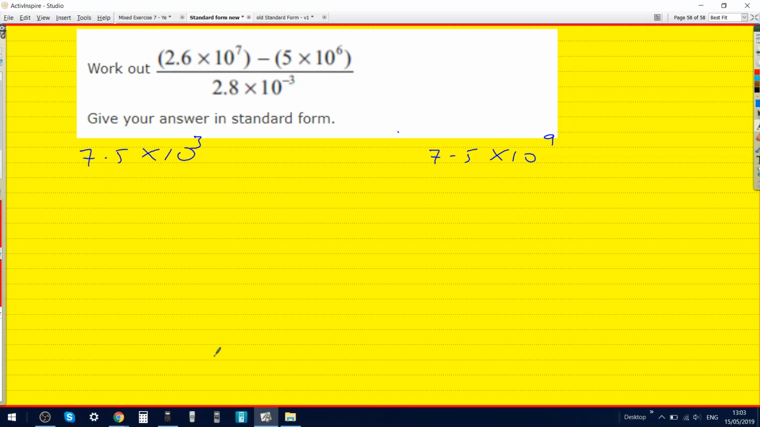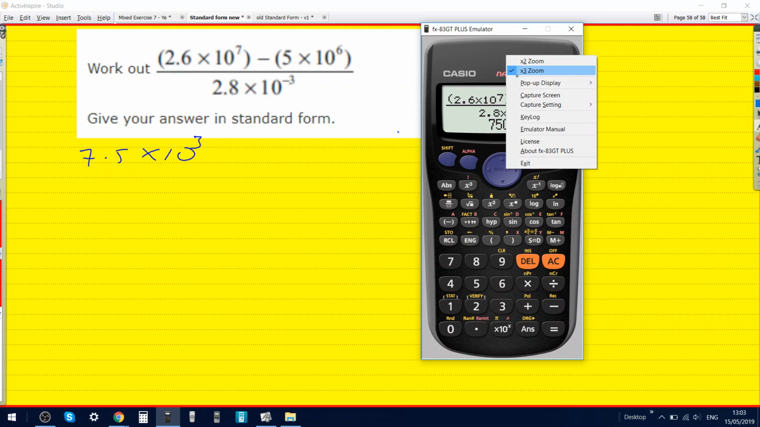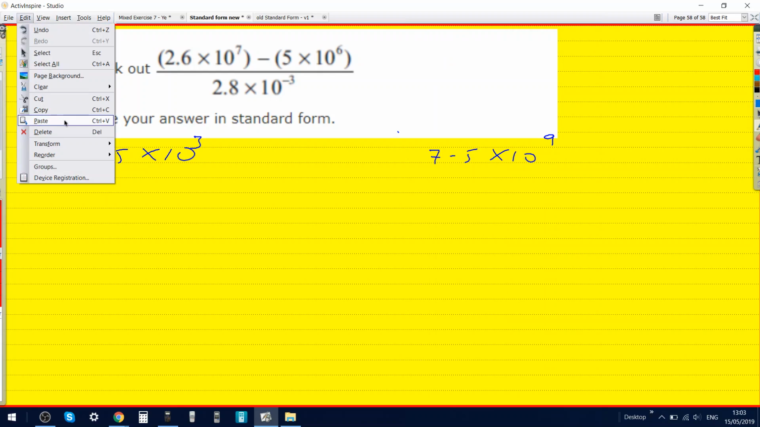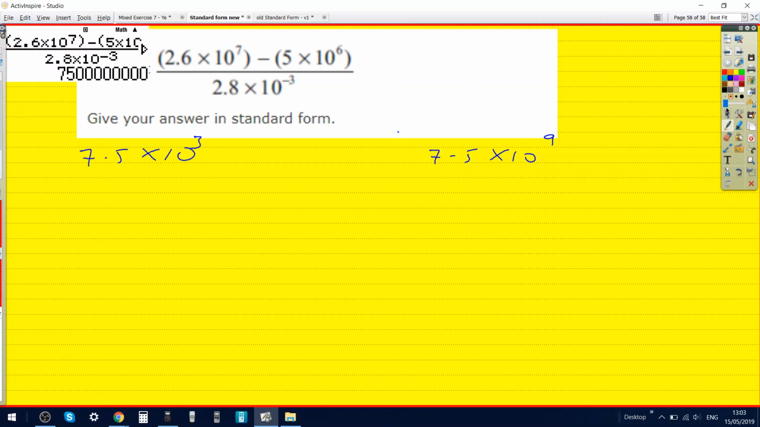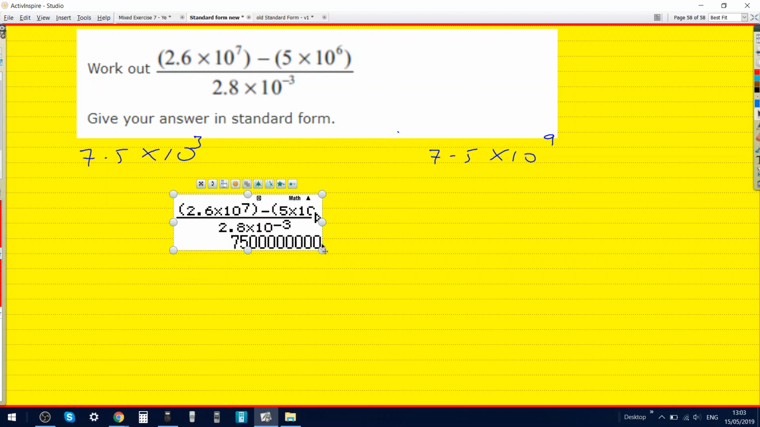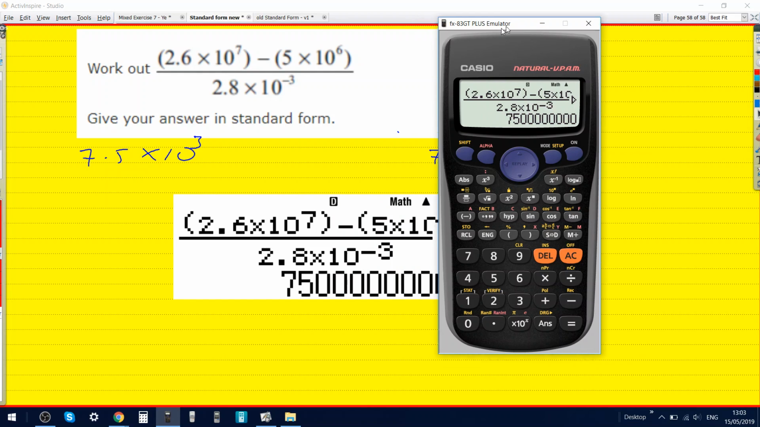Do you have to put brackets even with the division? Like 2.8 times 10 to the power. Let me screenshot this thing, because it's weird. So this is my calculator. Right. So it's cut out the.